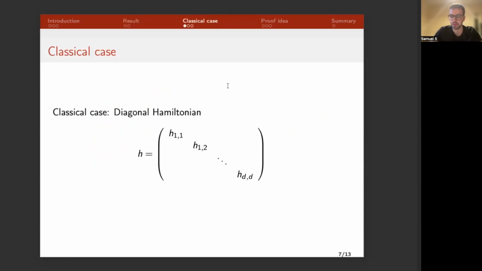To get an idea of how we prove this result, we first look at the classical case, which is considerably simpler, but it still gives some intuition of how the quantum case works as well. When I say classical case, what I mean is this interaction matrix is diagonal. So instead of describing this complex Hermitian matrix, we just look at these values on the diagonal. These are just real numbers, describing the energy that you have for any neighboring configuration. So this number H11 is the energy if two neighboring sites are both in state 1, and so on up to state D, we describe all these interaction energies.